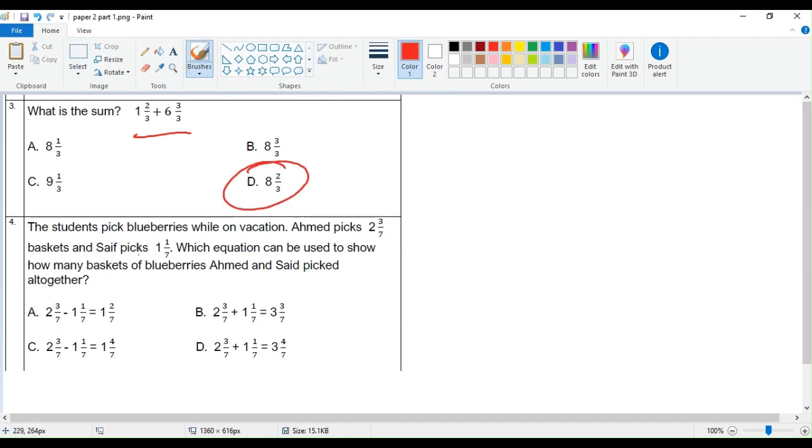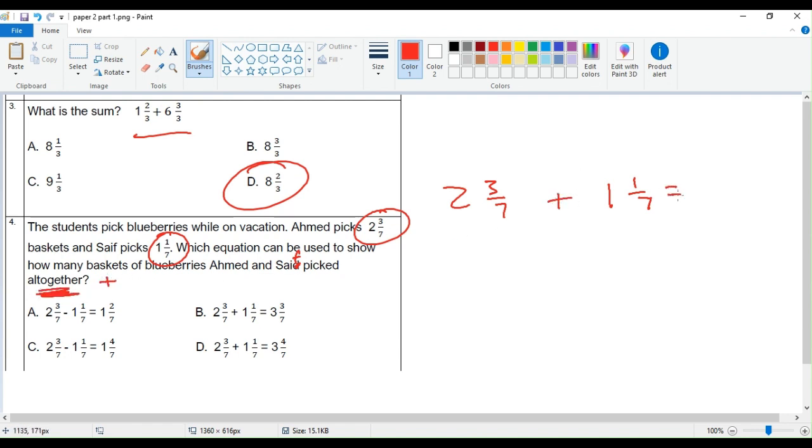So again, that's D. Question 4, the students pick blueberries while on vacation. Ahmed picks 2 and 3 sevenths. Saif picks 1 and 1 seventh. Which equation can be used to show how many baskets of blueberries Ahmed and Saif picked all together? When you see the words all together, we're going to add.